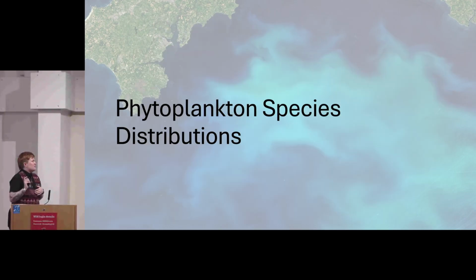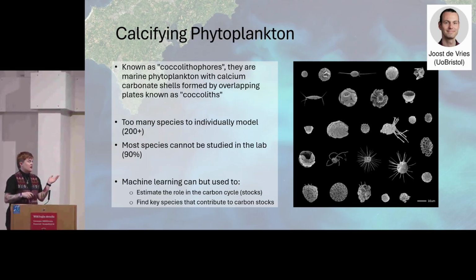Now I'm going to talk about some plankton species distributions as a more biological approach for this machine learning method. And this is highlighting work done by my colleague, Joost de Vries, and our group at the University of Bristol. So these are calcifying phytoplankton, shown here, that are known as coccolithophores. And they are marine phytoplankton with calcium carbonate shells that form in these overlapping coccoliths.